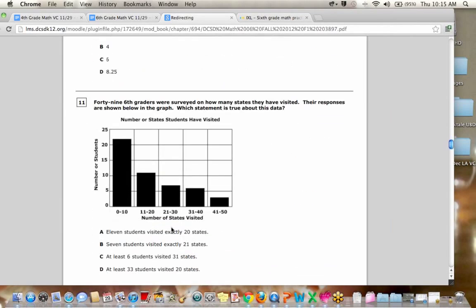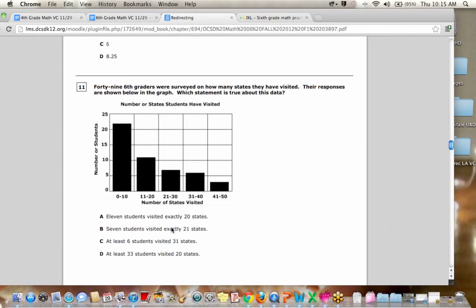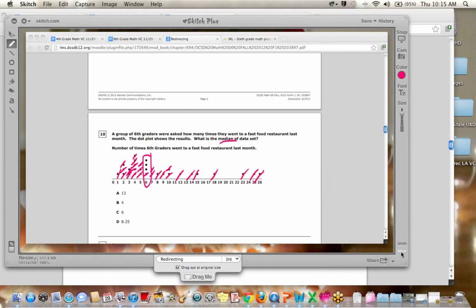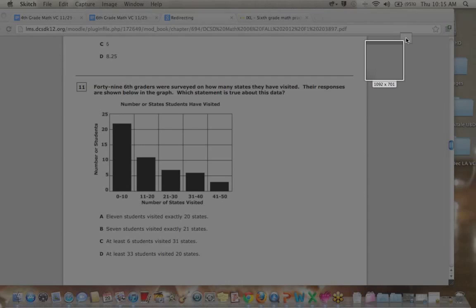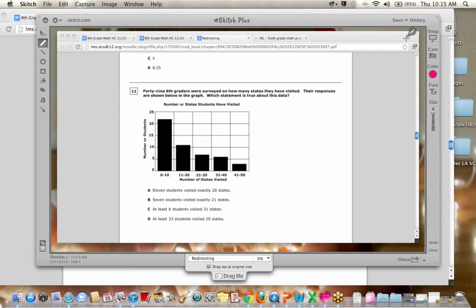All right, last one that we're going to go over today, and then we can talk about the rest next week. You just have to kind of look at this graph. So I'm going to take a picture of this graph. Because there again, I'm not going to redraw it. All right, so we have 49 sixth graders, and they were surveyed on how many states they visited. Their responses are shown in the graph below. Which statement is true about the data?